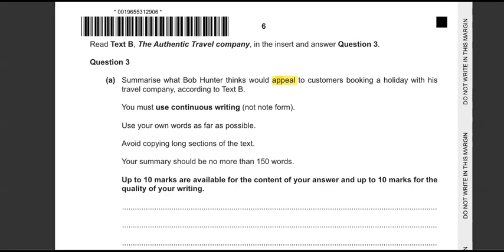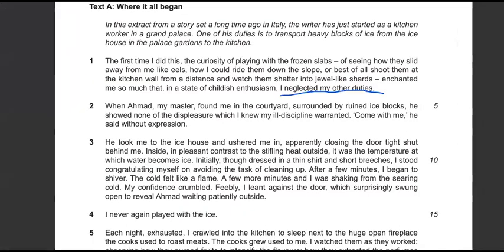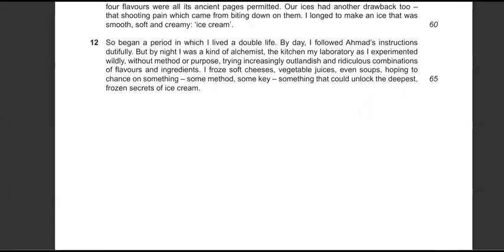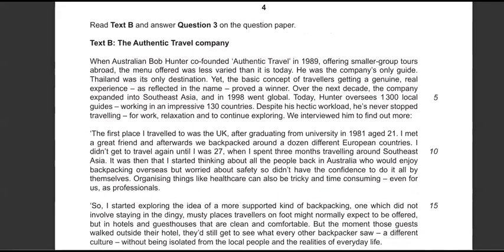The second step of writing the summary is to go back to the text and read it thoroughly and identify the relevant information which aligns with your question, right? So let's move on to the reading of our Text B, which is technically our second step. Text B, The Atlantic Travel Company. When Australian Bob Hunter co-founded Atlantic Travel in 1989, offering small group tours. So the first attraction we have encountered over here, right?